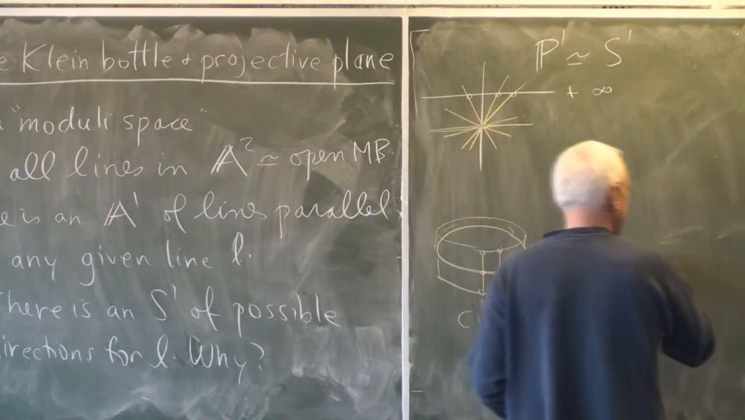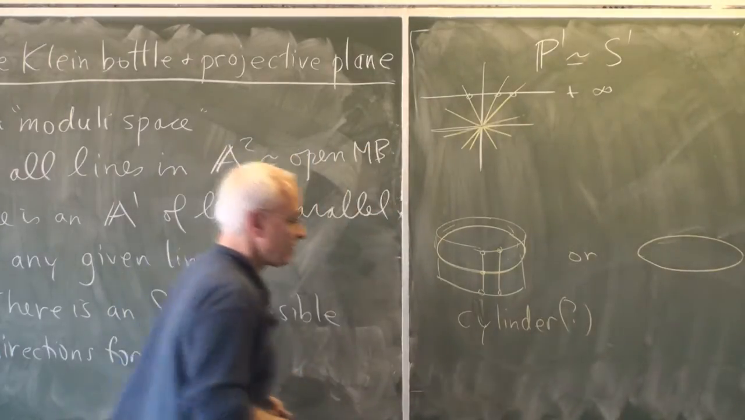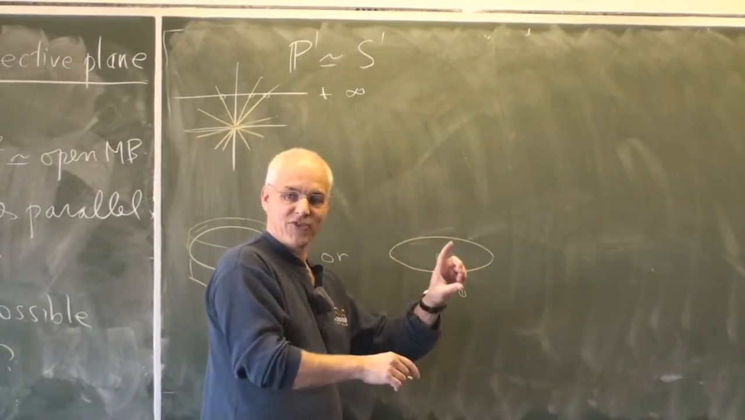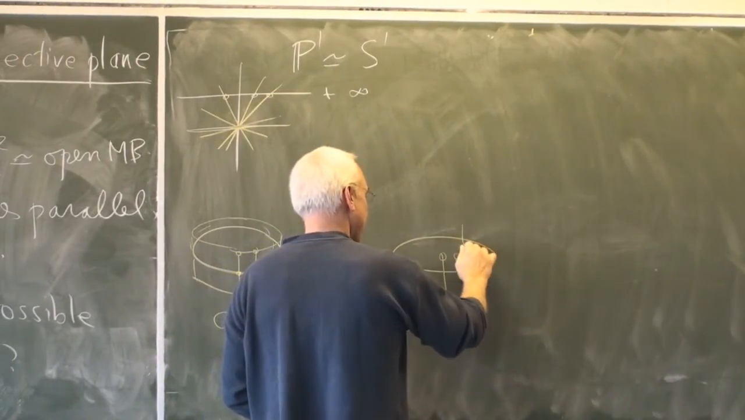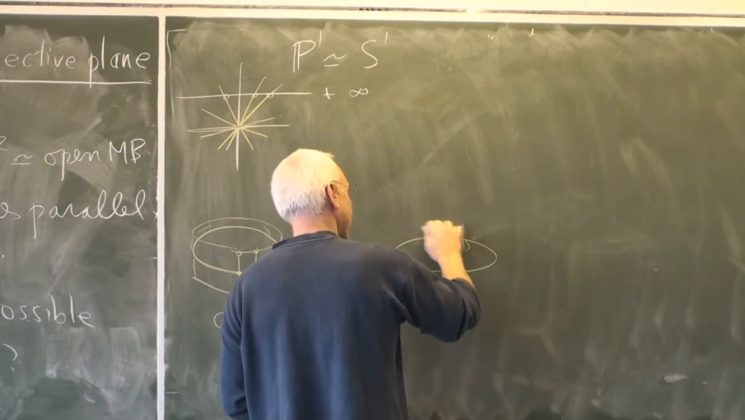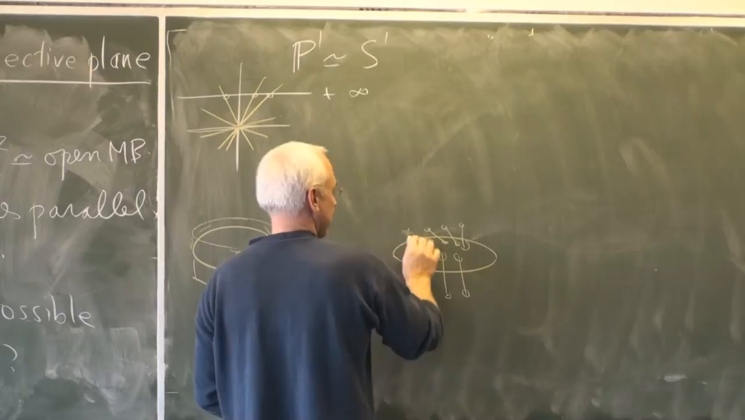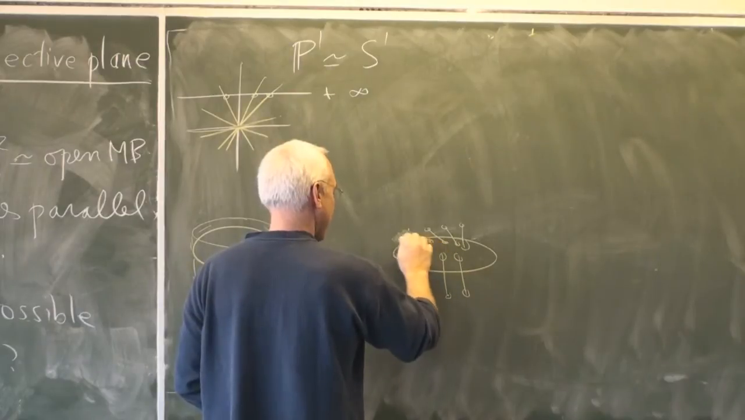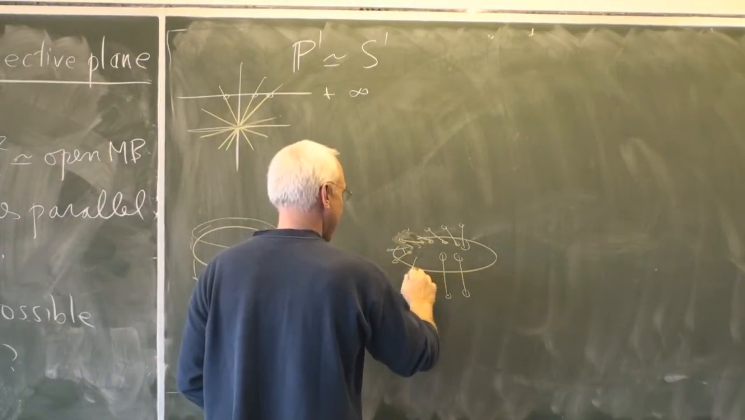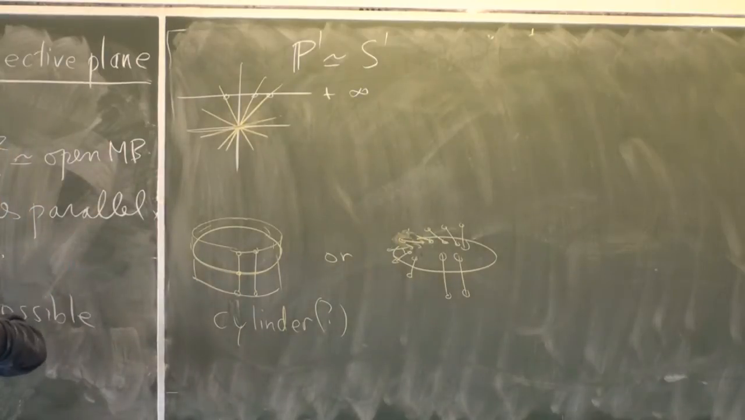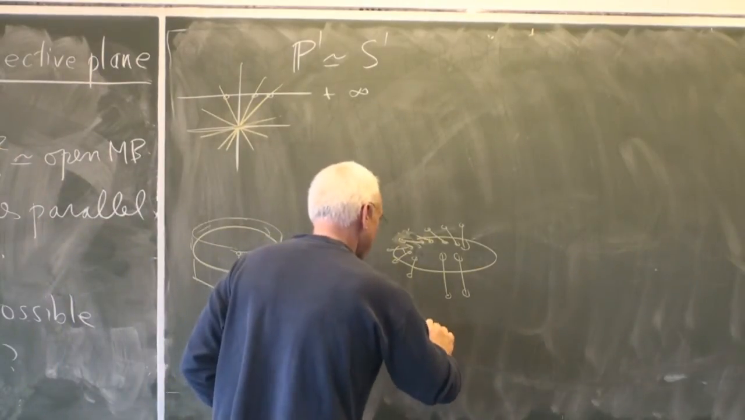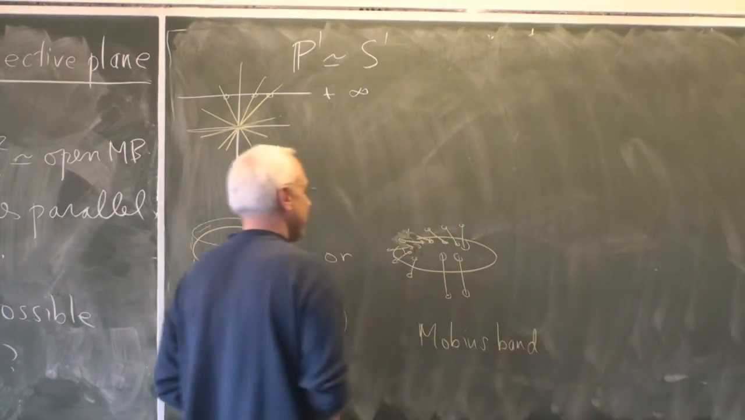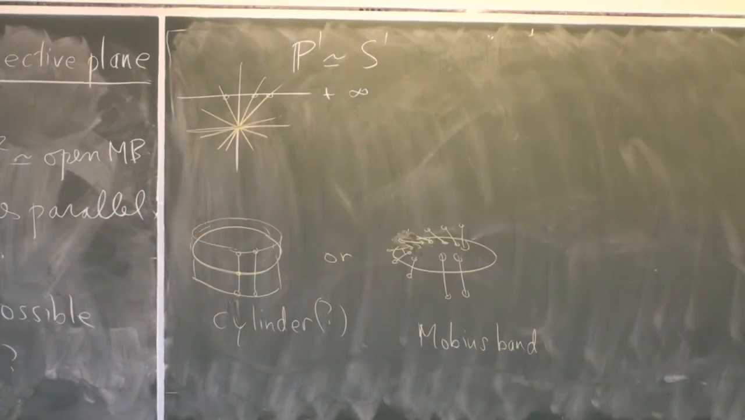Or another way of doing it is to take our base circle and to have our interval go around, but with a twist. We'll twist as we go around. And that means that we're really talking about a Mobius band. So which of these two possibilities is it?